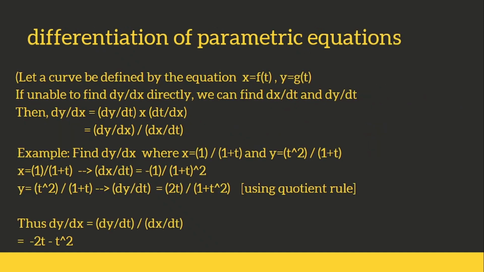Then the last part is differentiation of parametric equations. So if we let a curve be defined by the equations x equal f(t) and y equal g(t), we may not always be able to find dy/dx directly. All we can do is we find dx/dt and dy/dt. So the thing is that dy/dx is equal to dy/dt times dt/dx. This is what we learned in secondary school from our chain rule.